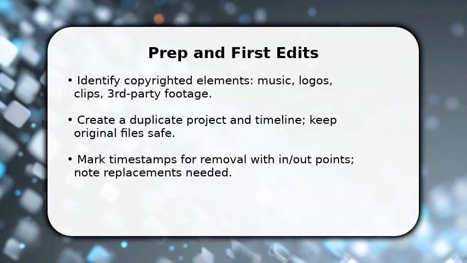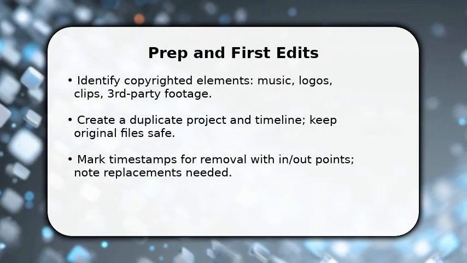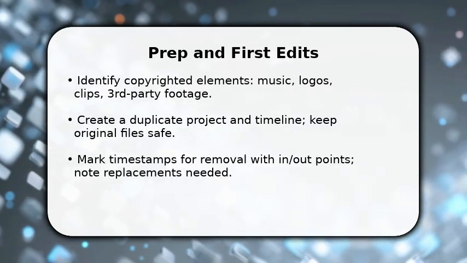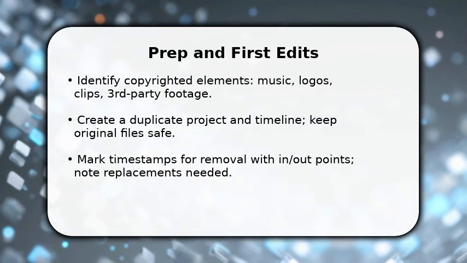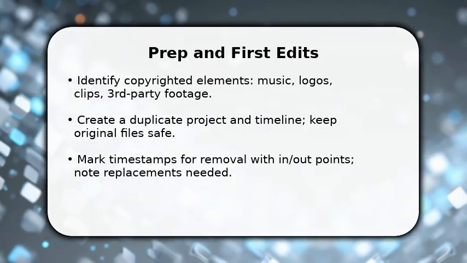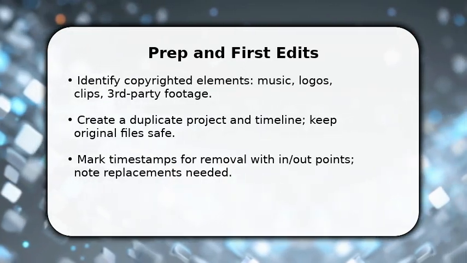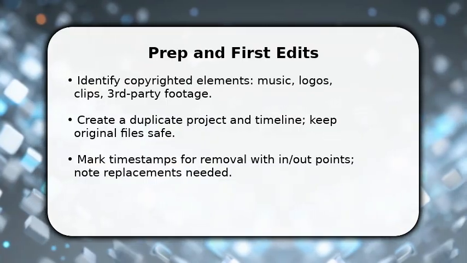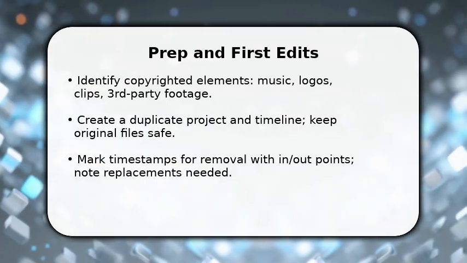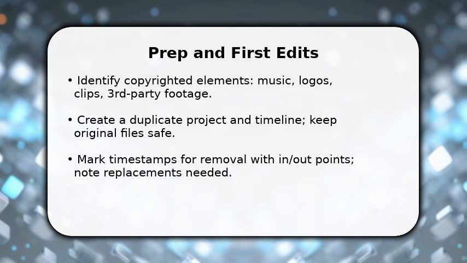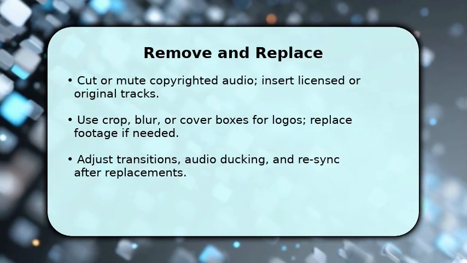Scrub the timeline and set precise in/out points for each problematic segment and jot down replacement assets or edits you'll use. This prevents mistakes and keeps version control clean. Make sure to keep a short log of timestamps and intended fixes so you can move to the next step quickly. Now remove the flagged content.